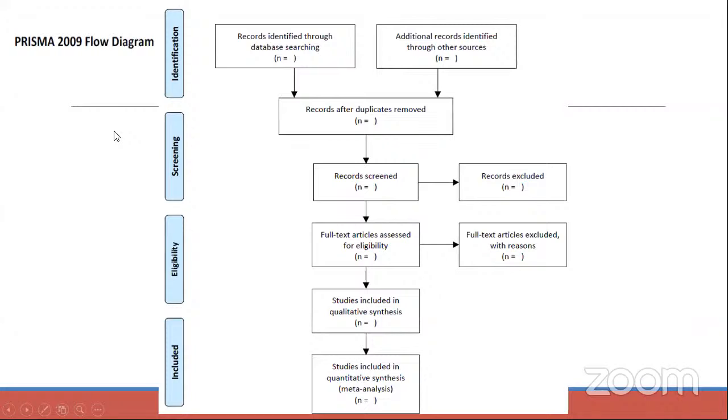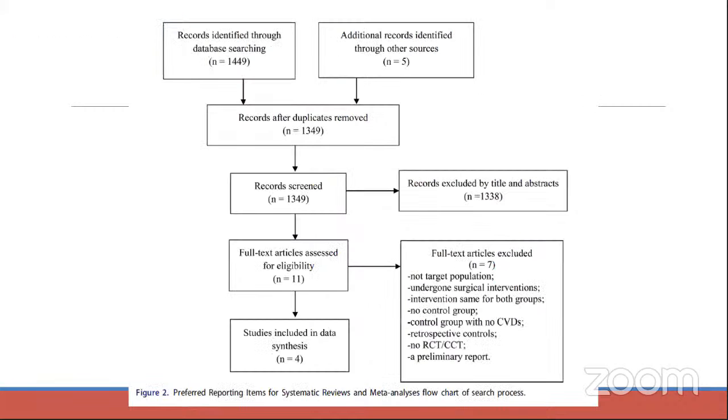And you can use a Prisma flow diagram to show the screening process of the articles. Records identified through database searching and other ways of that you recover the articles. And records after duplicates were removed, records screened, full text articles found to be eligible for inclusion in qualitative synthesis and quantitative. Here, quantitative synthesis refers to meta-analysis. Okay? And do not forget that you must explicitly state the reasons for exclusion of full text articles. That is most important.